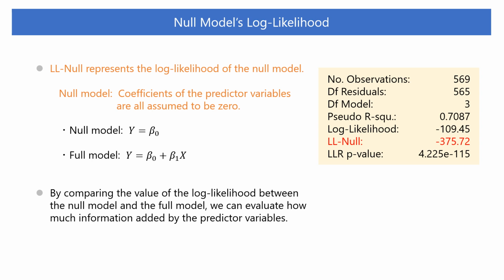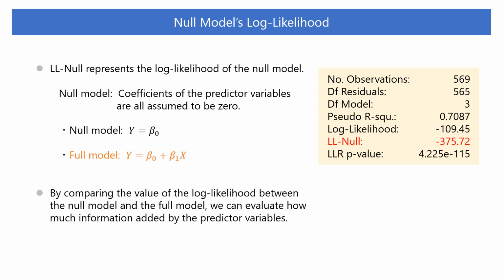The value of LL null represents the log likelihood of the null model. A null model is a model in which the coefficients of the predictor variables are all assumed to be zero. The coefficient of a predictor variable being zero means that the predictor variable has no statistically significant effect on the dependent variable. Thus, a null model in which the coefficients of the predictor variables are all zero is a model that contains no predictor variables with information that predicts a dependent variable, but only information on the intercept.